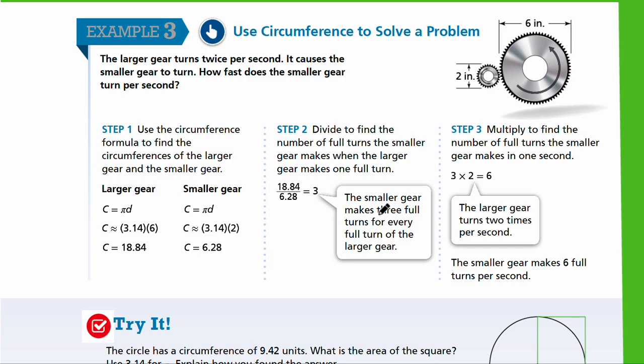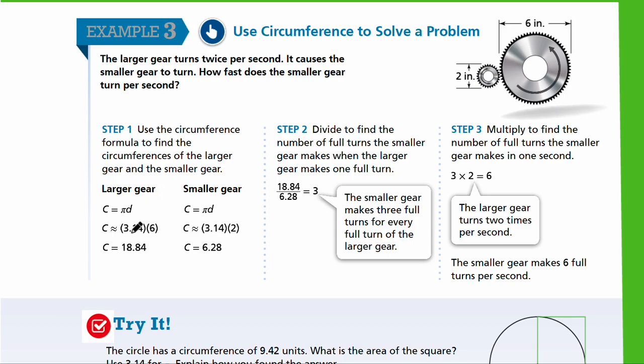The larger gear turns twice per second. It causes the smaller gear to turn. How fast does the smaller gear turn per second? So step 1, use the circumference formula to find the circumferences of the larger gear and the smaller gear. So you use the same equation here, C equals pi times diameter, and pi is about 3.14. Yes, you can use 3.14.